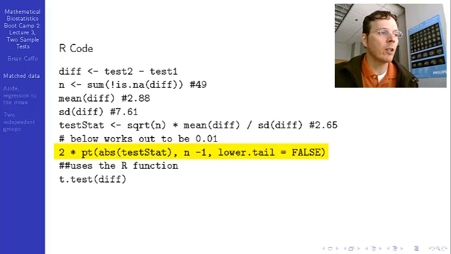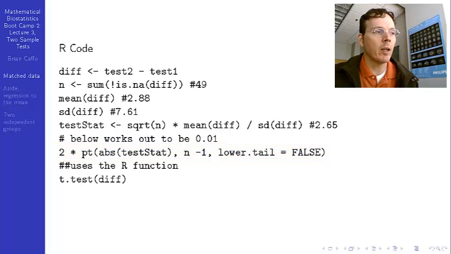The exact way we calculate this p-value is we take twice the probability of getting a test statistic as large or larger than 2.65 for a t-distribution with n minus 1 degrees of freedom. Whether you do this with pt or pnorm, you're going to get about the same answer. Because we're doing a two-sided test, we multiply it by 2, and that gives us our p-value. It works out to be around 0.01.